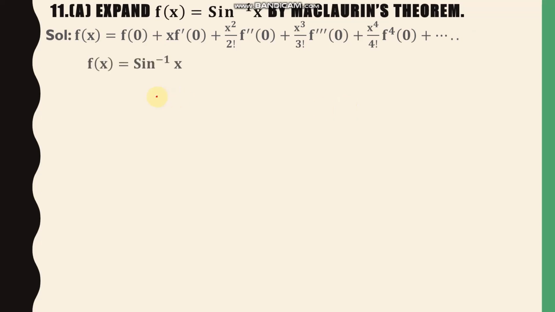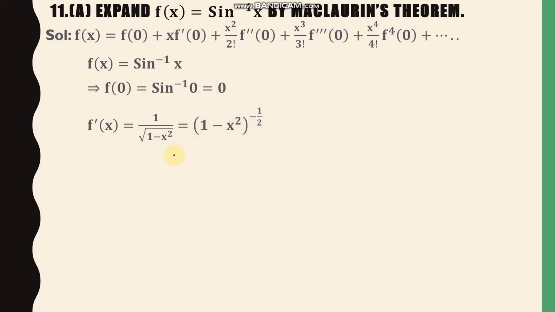Function is sine inverse x. Firstly, the value of the function at 0 is sine inverse 0, which is 0. Now find the derivatives. f dash x is 1 upon under root 1 minus x square, which is 1 minus x square to the power minus 1 by 2. Now, what is the value of f dash at 0? It is equal to 1. You can put x equal to 0 here and you will get the value of the derivative of the function at 0 to be 1.